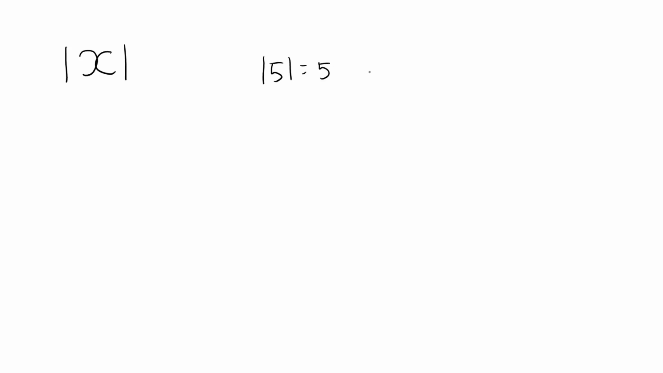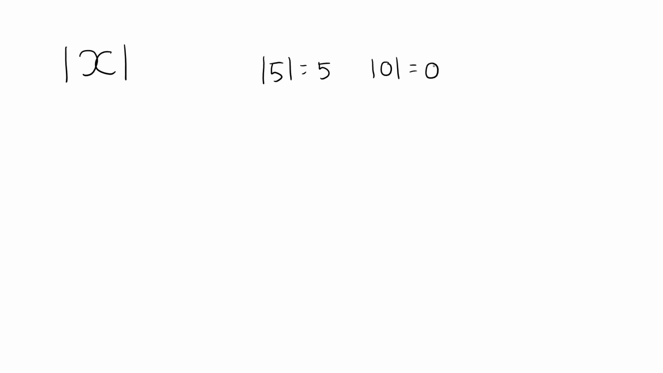The absolute value of a real number x is a real number denoted by x surrounded by two vertical bars, defined using the following rules. If x is a positive value or 0, then the absolute value of x is the same number x. For example, the absolute value of 5 is 5, the absolute value of 0 is 0, and so on.